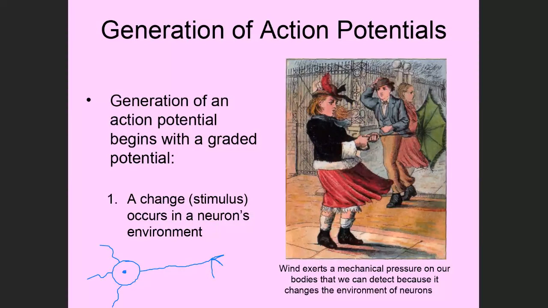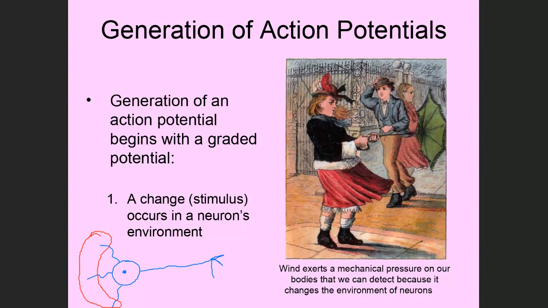And what causes a graded potential to develop is a change or stimulus that occurs in the neuron's environment. So when we're talking about a change or a stimulus that's occurring in a neuron's environment, the dendrites are the receptors for a neuron. So this would be a change that's happening out here, in this area that I've outlined for you in red.